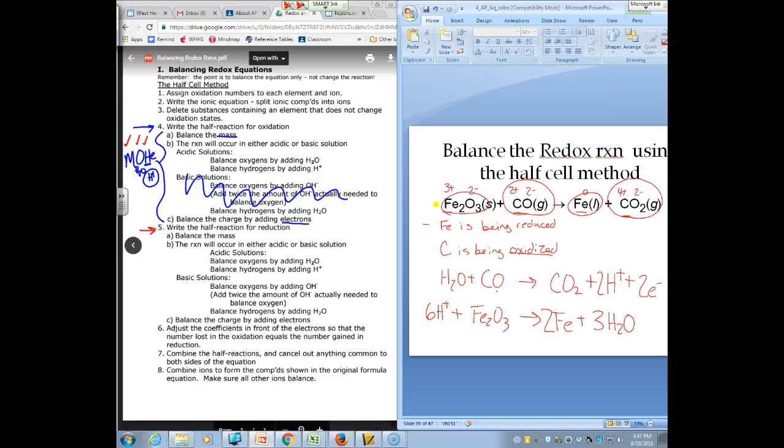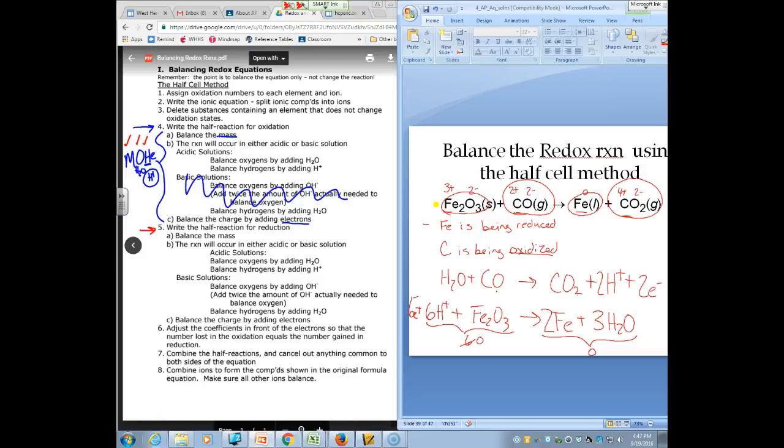And now I have to balance my charge with electrons. So on this side, I have 6 positive things and a neutral compound, so I have a charge of 6 on this side. And on the other side, I have 2 neutral things, so this charge is 0. That means I need to add my electrons to this side, so 6 e- on that side, to give me a total charge of 0, which matches the other side.